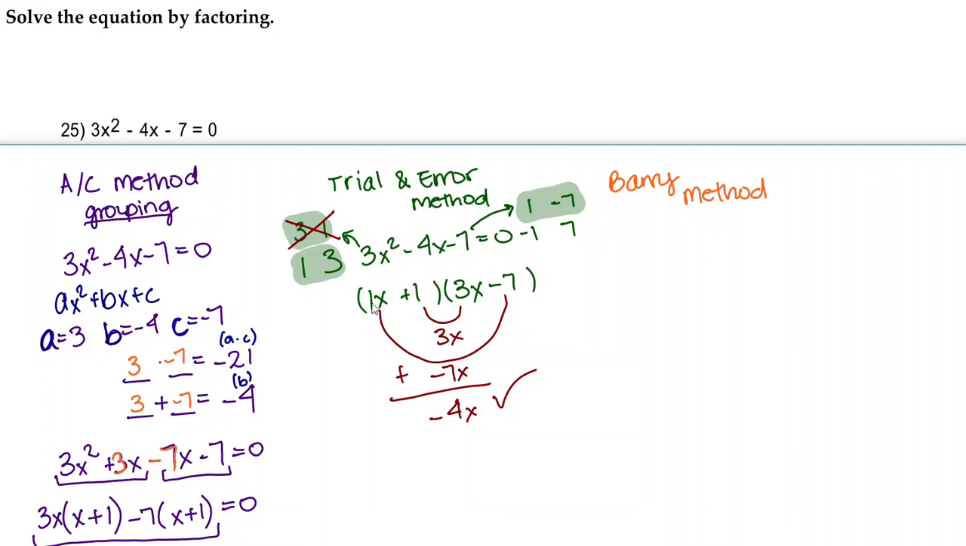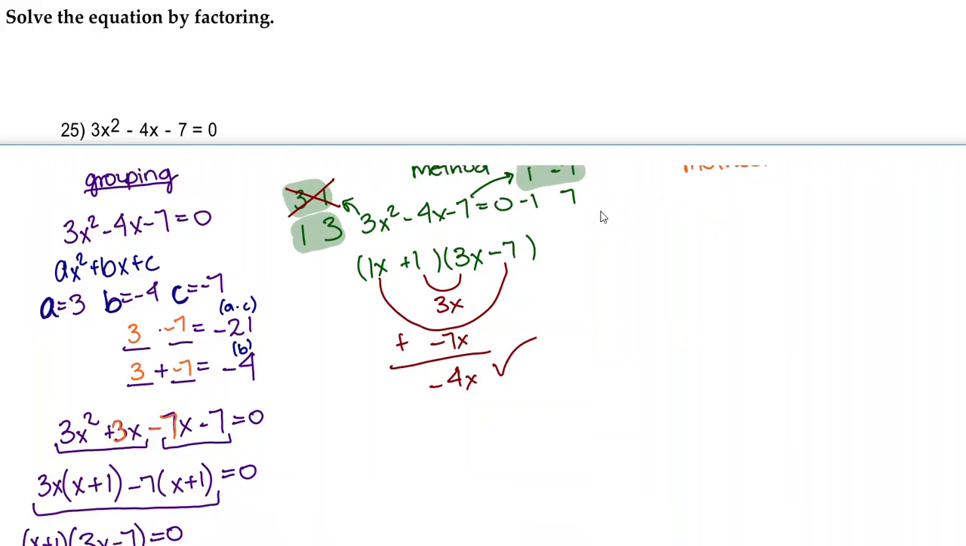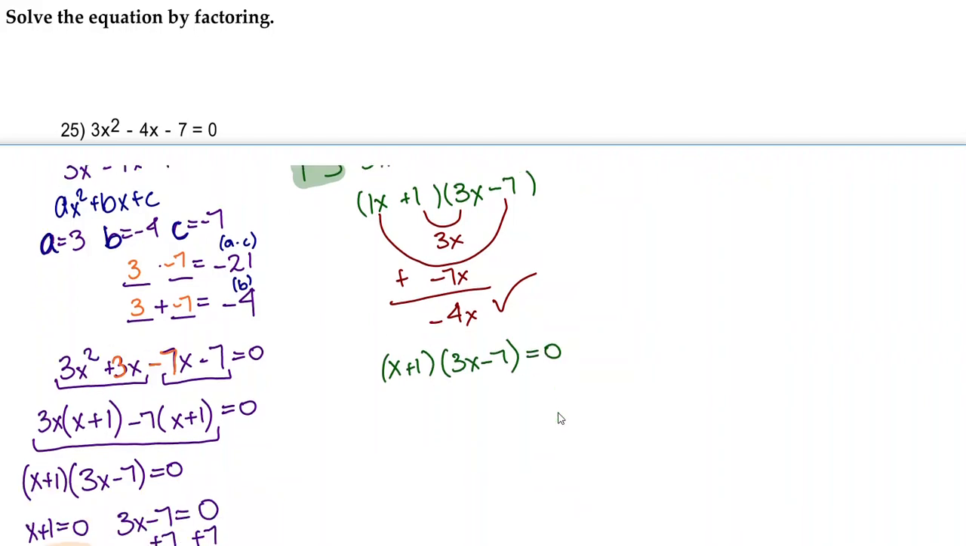So now that we know that we have the correct factors for the expression, we can go ahead and set it back equal to 0. So we'll have x plus 1 over here and 3x minus 7 over here set equal to 0. And now we're going to use the zero product property rule that states that if you have all the factors set equal to 0, you can set each factor equal to 0. So we're going to write x plus 1 equals 0 and 3x minus 7 equals 0.